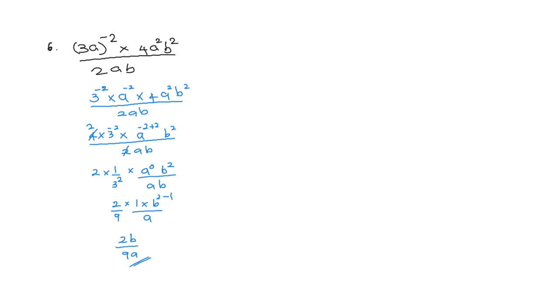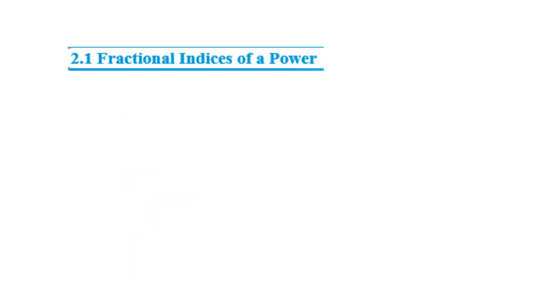Our next topic is 2.1, fractional indices of a power. We can write the square root of 4 using the radical sign. This is the radical sign. This is equal to 4 to the power half, which means square root is equal to half power. So square root is half as a fraction.